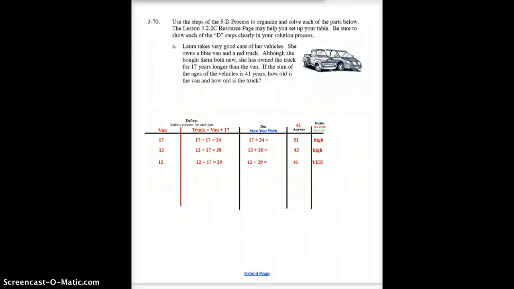Tomorrow when you come to class, you're going to be doing your in-class assignment where you have to do 1 or 2 of these kind of problems.